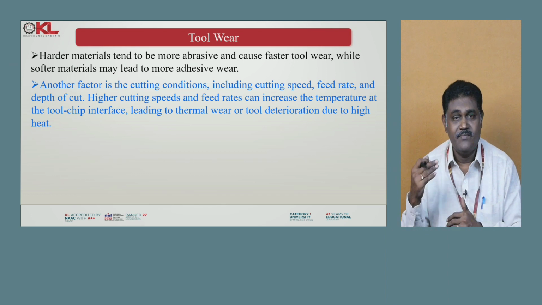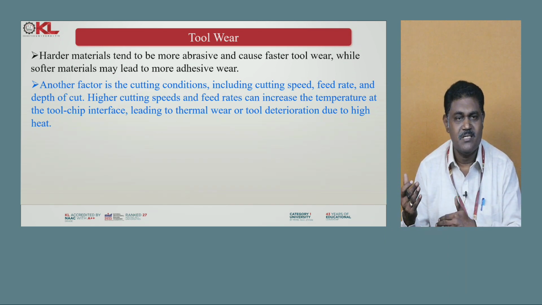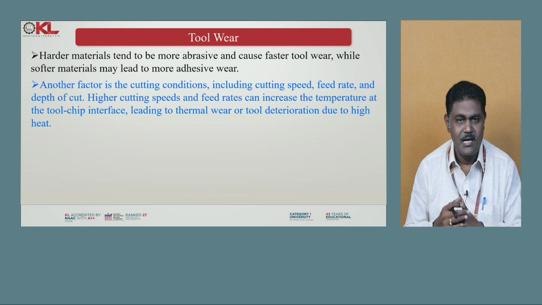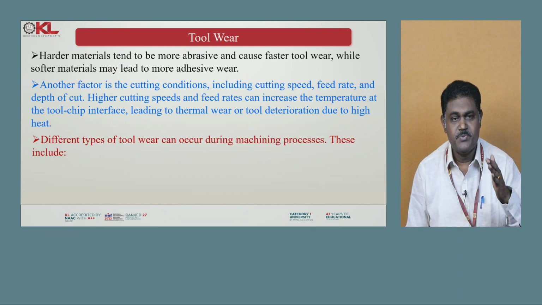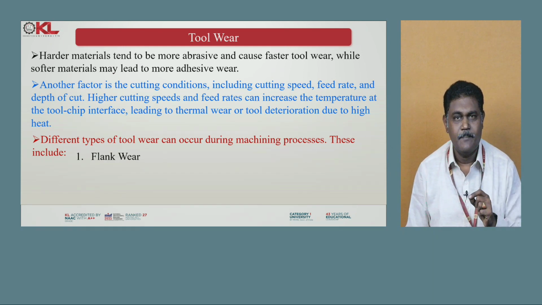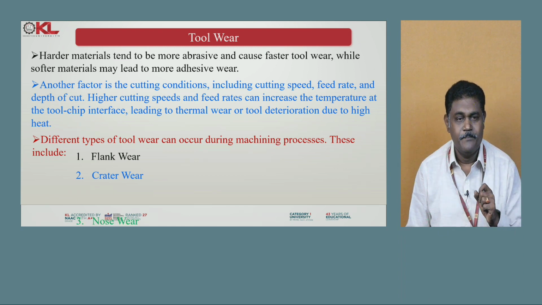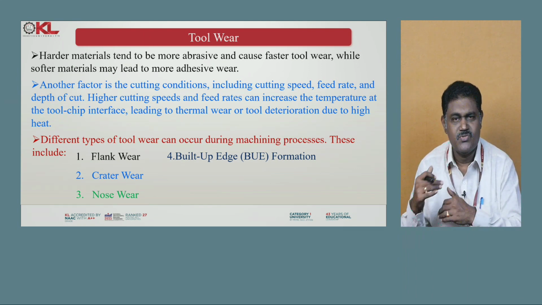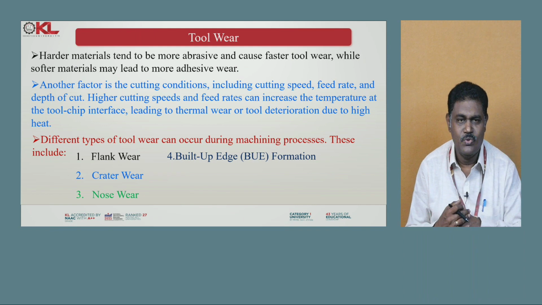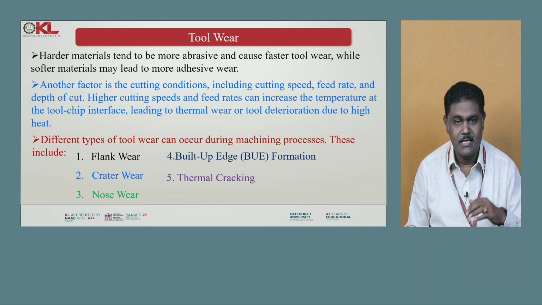Higher cutting speeds and feed rates can increase the temperature at the tool chip interface, leading to thermal wear or tool deterioration due to high heat. Different types of tool wear can occur during the machining process. These include flank wear, crater wear, nose wear, and built up edge formation. So, according to these formations, we can categorize the wear of the tool into these four categories.